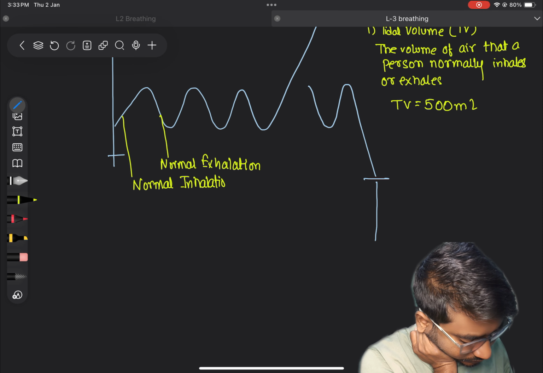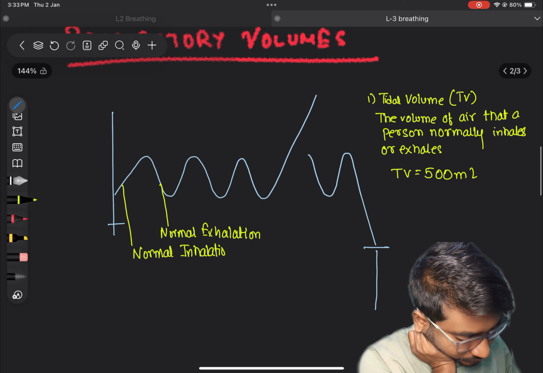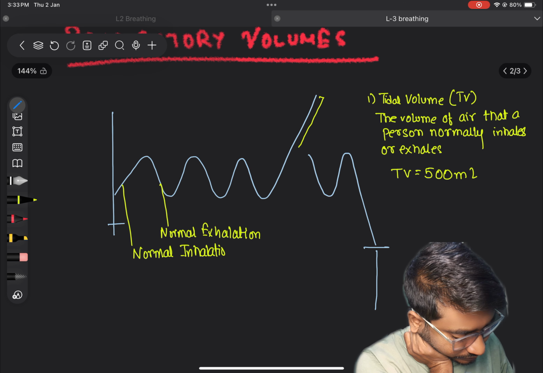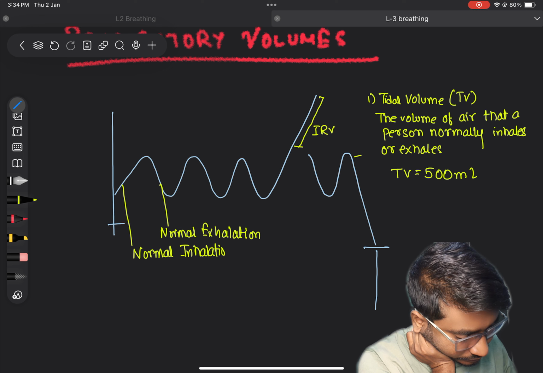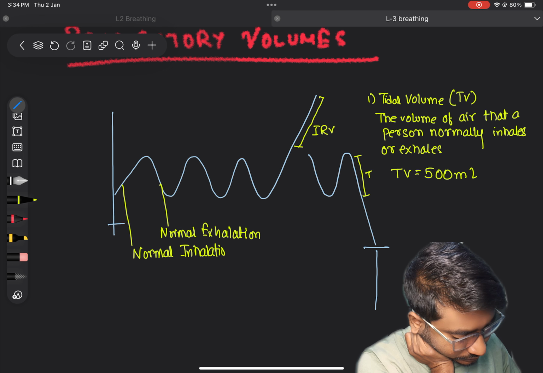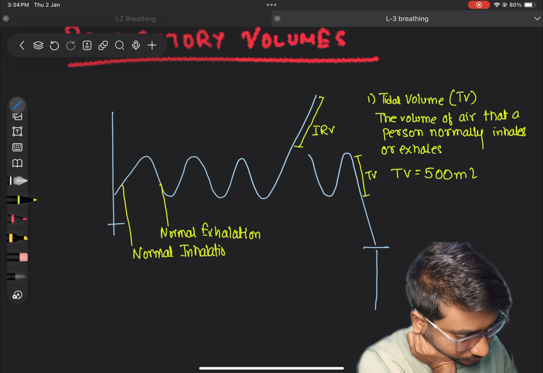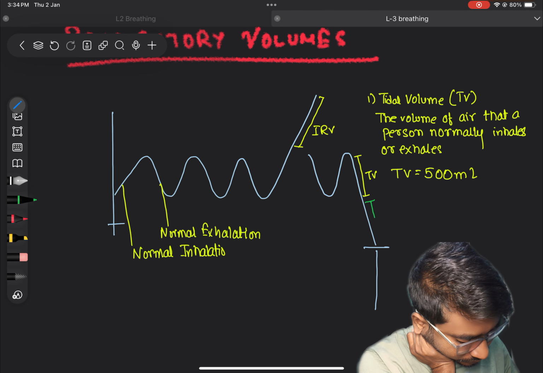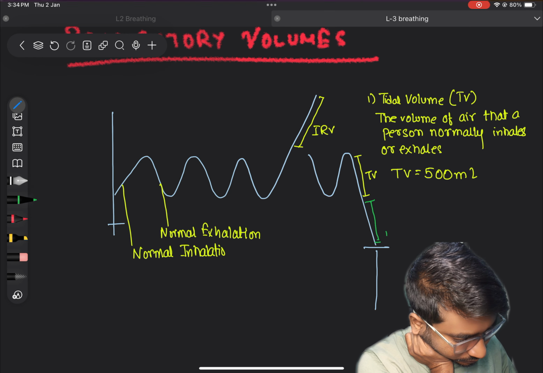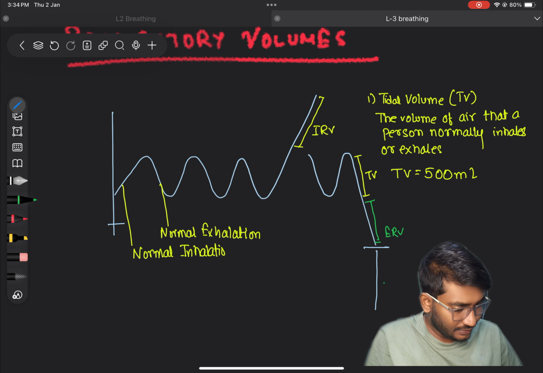So here we can take a note. This is, let me do it first, the IRV, inspiratory reserve volume. This is the TV, tidal volume. This is the expiratory reserve volume, and this is the residual volume.